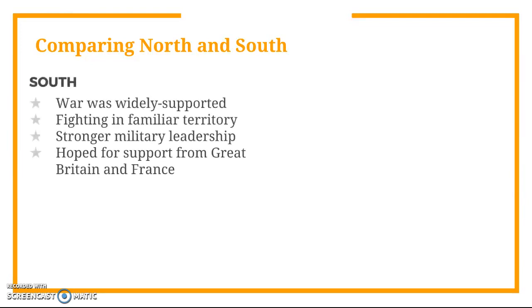Now let's talk about the similarities and differences and really the strengths and weaknesses of both the North and the South at the start of the Civil War. So in the South, an important advantage was that the war was widely supported. Obviously, the people in the South were looking to gain recognition as an independent country and have their way of life preserved.